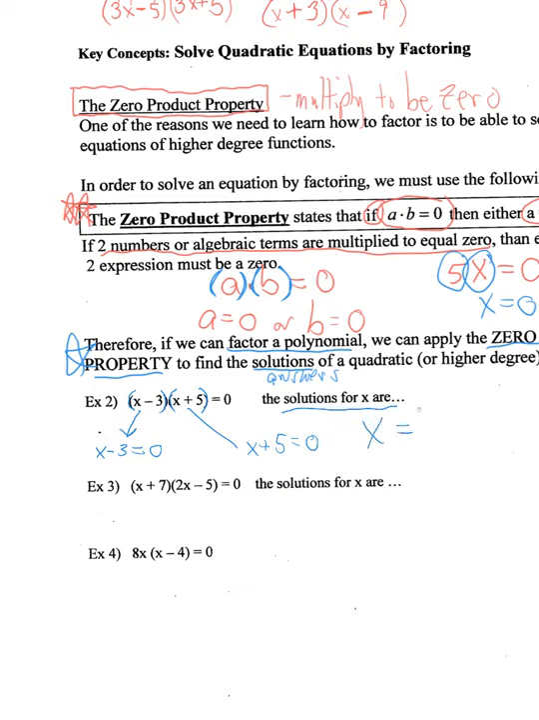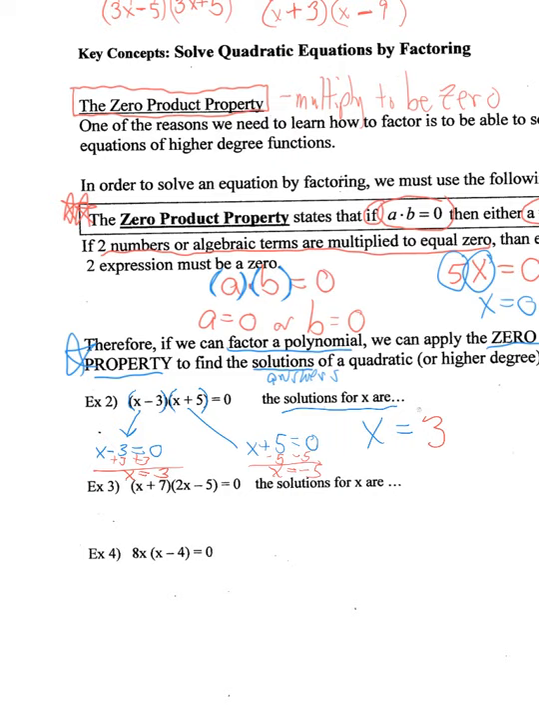So we're going to solve this. Well, this is kind of easy, isn't it? If we add 3 to both sides, can't we see that x equals 3? And if I subtract 5 from both sides, can't I see x equals negative 5? So our answers are 3 and negative 5.